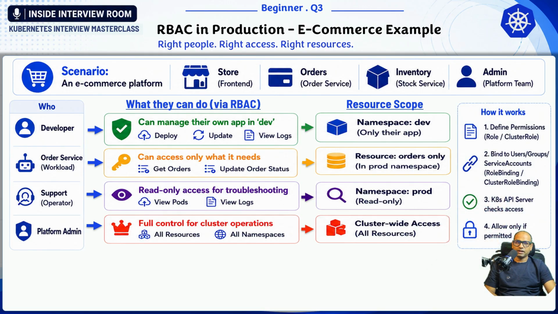How it works? Define the permission with a role or cluster role, then bind it to users, groups, or service accounts with a role binding or cluster role binding. The Kubernetes API server checks the access and allows it only if permitted.